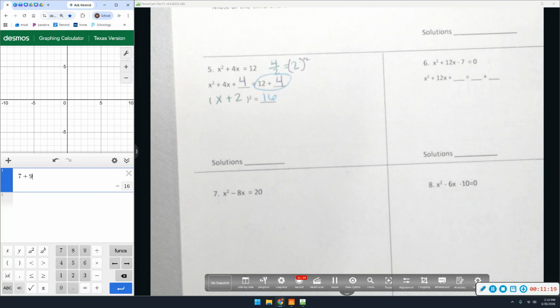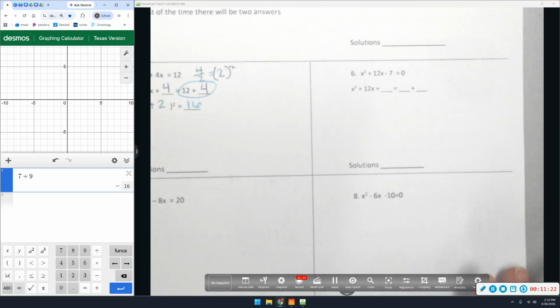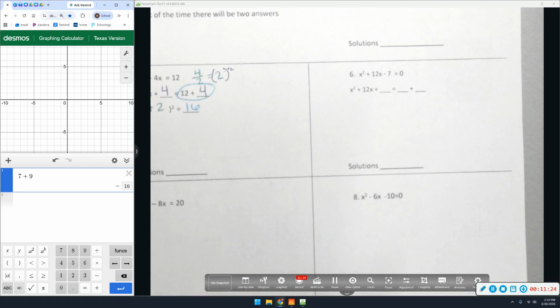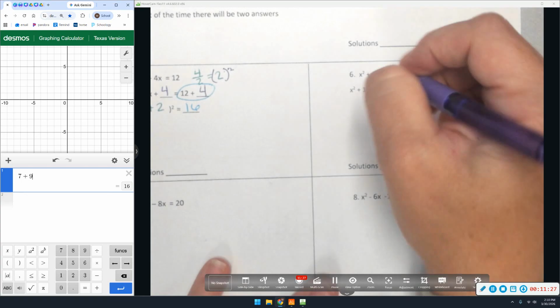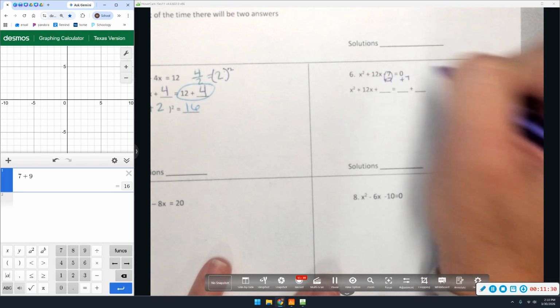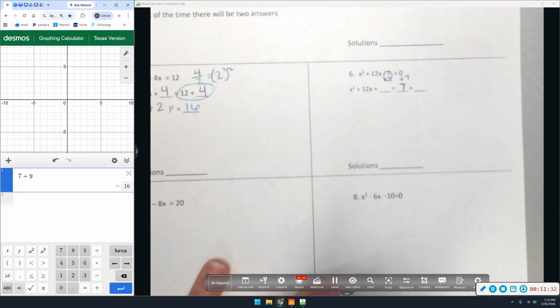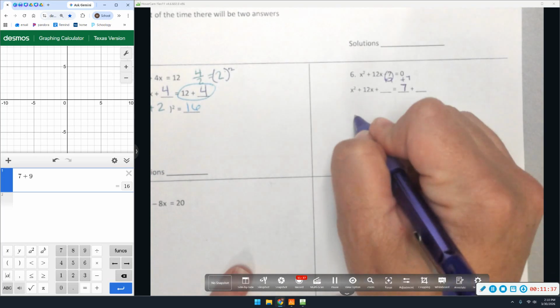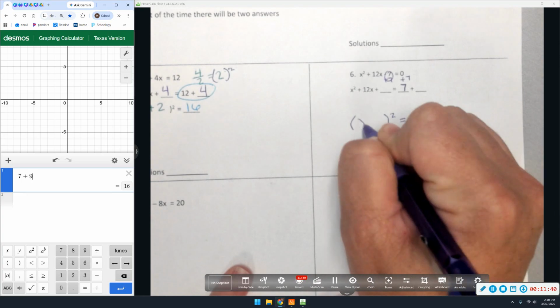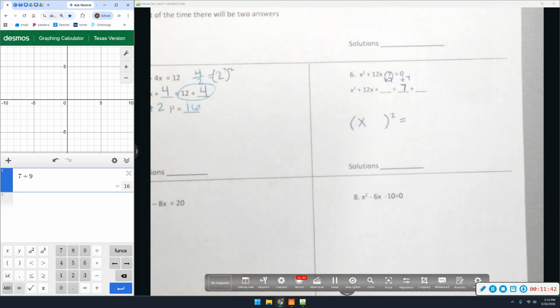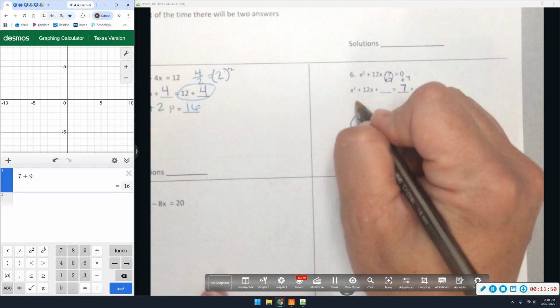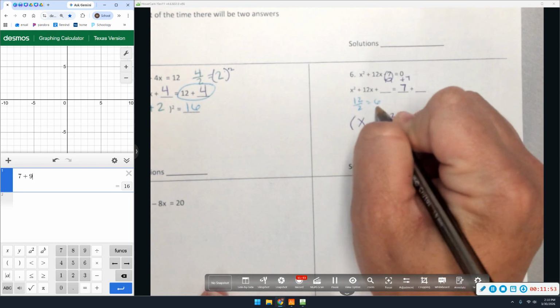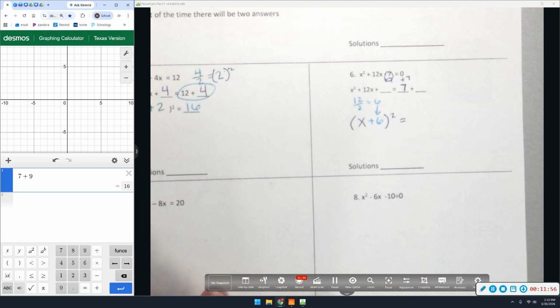Okay, so looking at number 6, we're following our first step, which is move your constant to the right. What am I going to do? Plus 7 on both sides. So this is going to be 7 on the right side of the equal sign. And I know I'm going to plug it in to something that looks like this, right? So what's my B term here? 12. What's half of 12? So that's what I'm plugging in, positive 6.